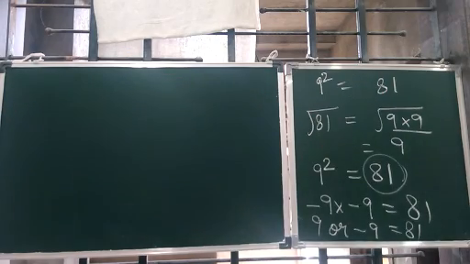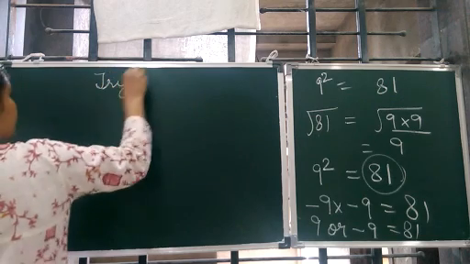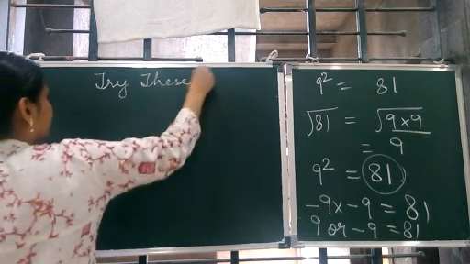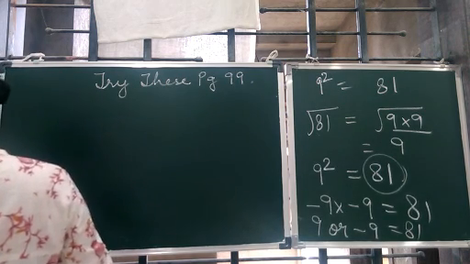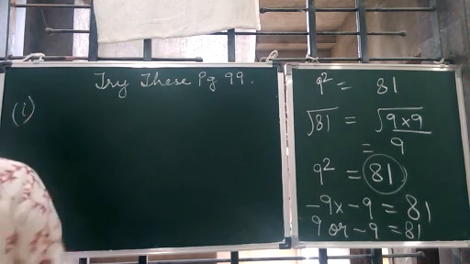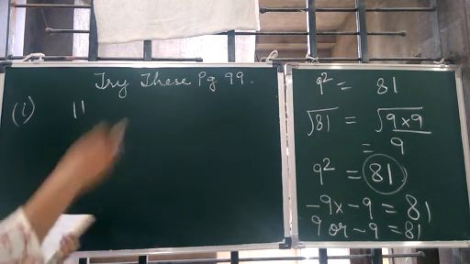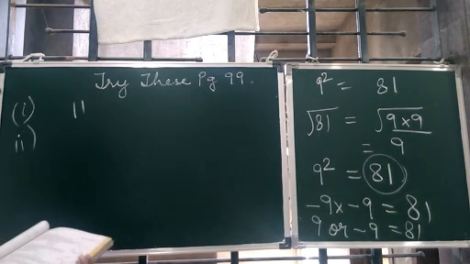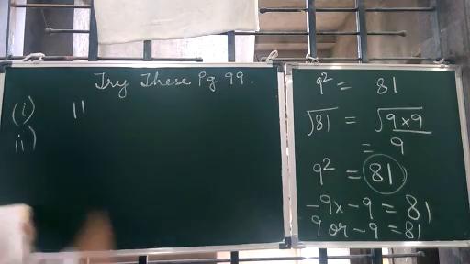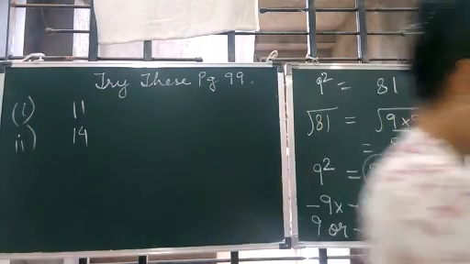Now we will move to page 99. So what is the square root of 121? Obviously 11. एक square root होता है और एक square होता है. 14 square is equal to 196. So what is the square root of 196? It is 14.